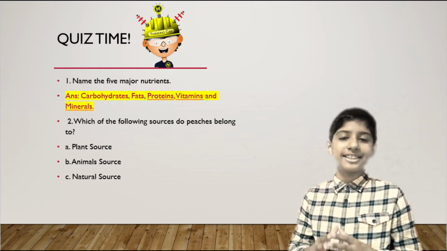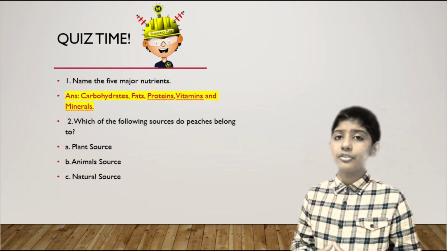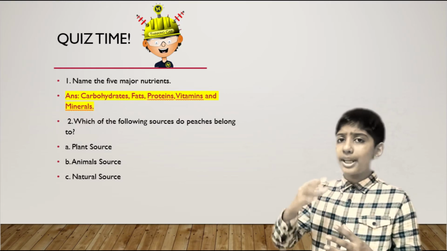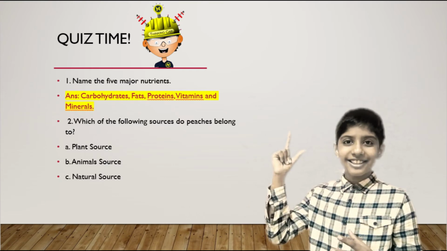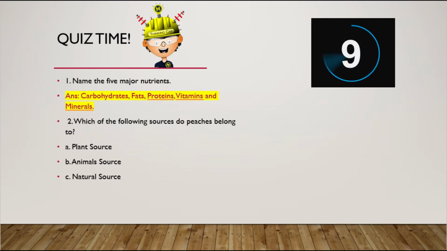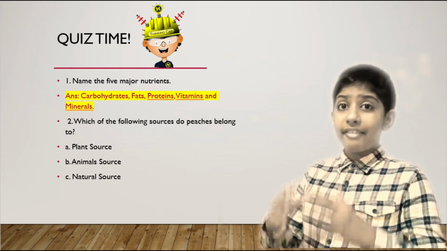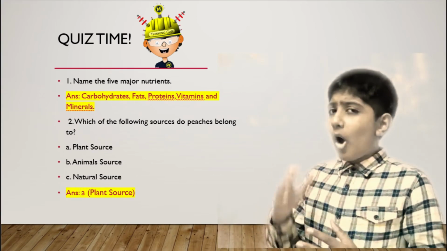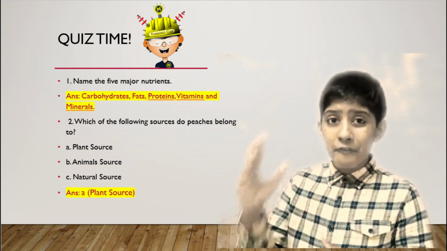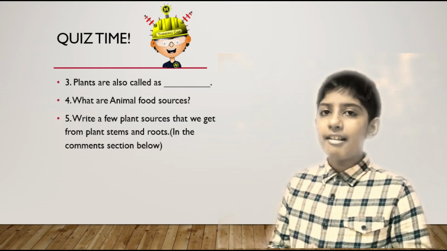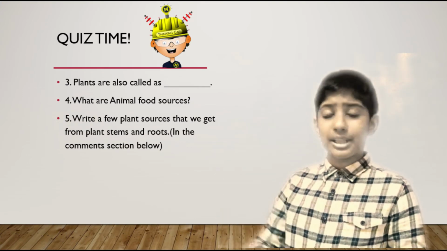And let's move on to the second question. Here's the second question for you. Which of the following sources do peaches belong to? Time is ticking. And the correct answer is option A, plant sources. If you have got it correct, very good. You're going really well. Now let's move on to the third and an interesting question.